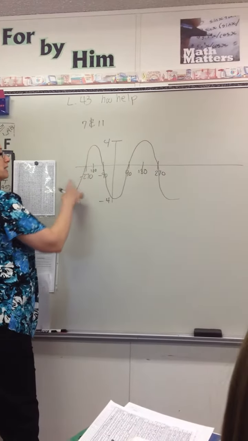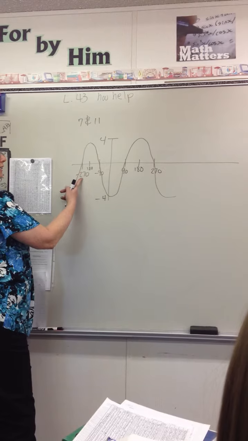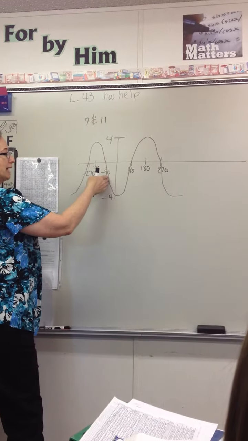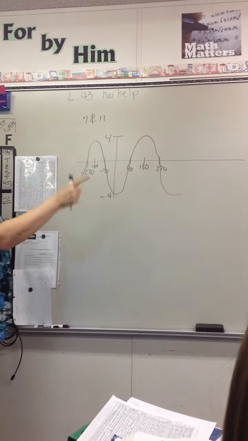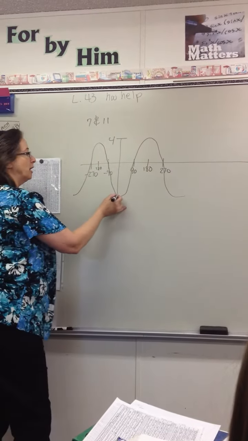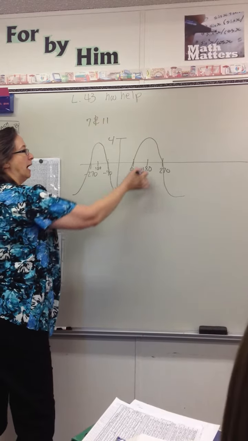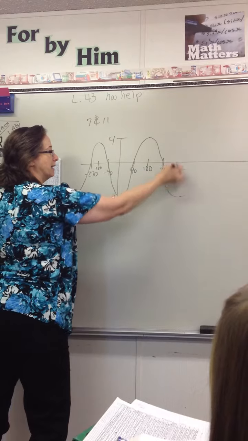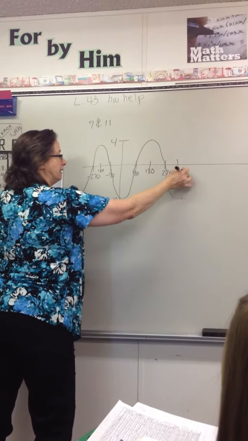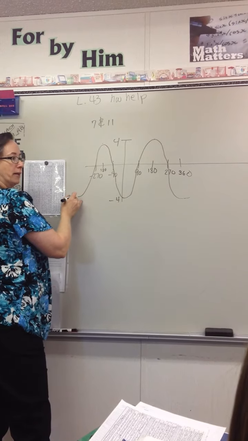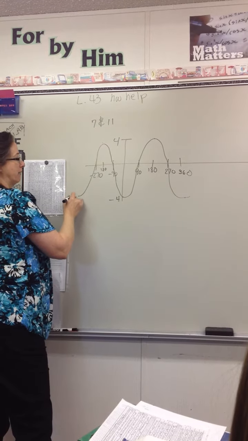Alright, so look at this function. This function is starting here. It's going up at negative 270, down at negative 90. Look at its high and its low points. It has a low point at 0, a high point at 180, a low point again at 360, down here a high point at 180, and a low point again at negative 360.